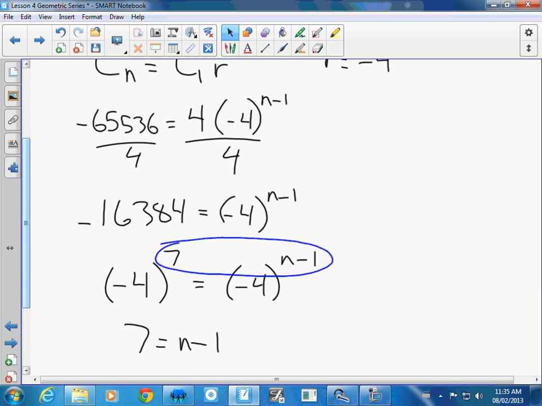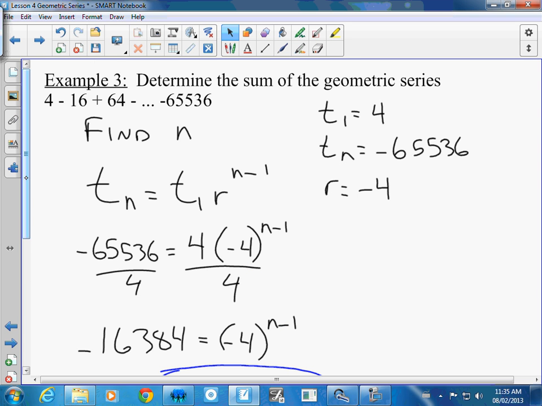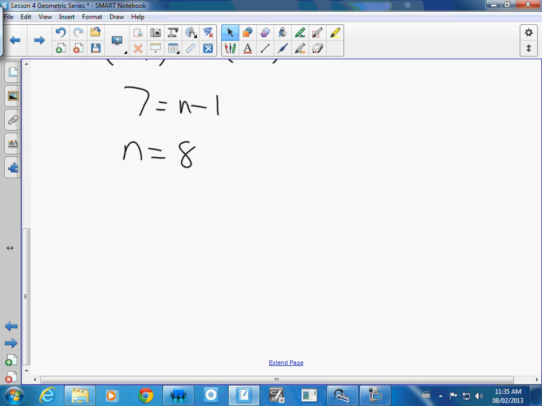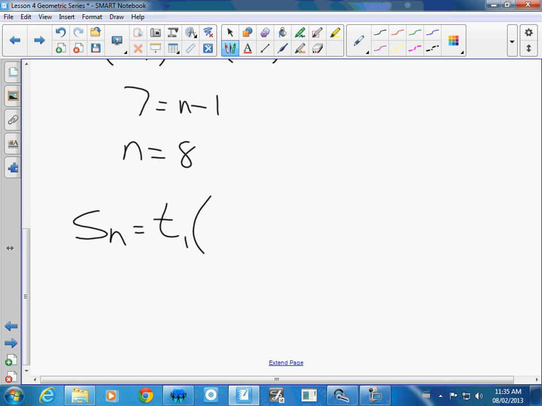Okay, where are we? We're still trying to find the sum. Do we know what n is now? n is 8. So now let's find the sum. What's the formula for the sum? See how easy that would be to write n minus 1? Every time I write it, I always have to be careful that I don't write r to the n minus 1 up the top. Got to be super careful of that.